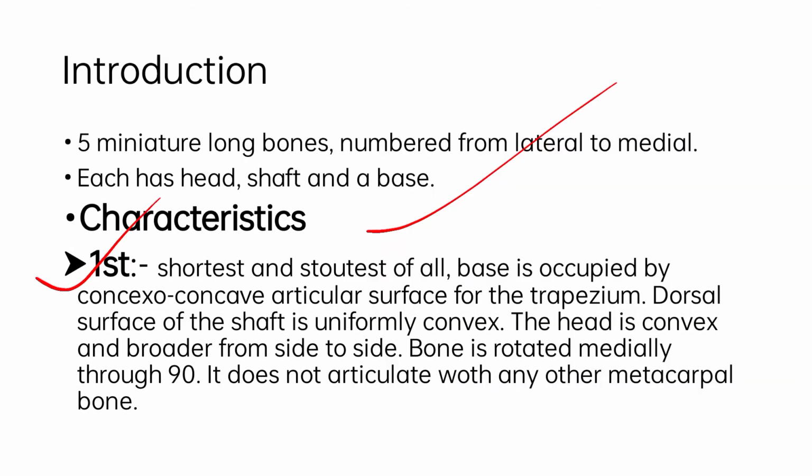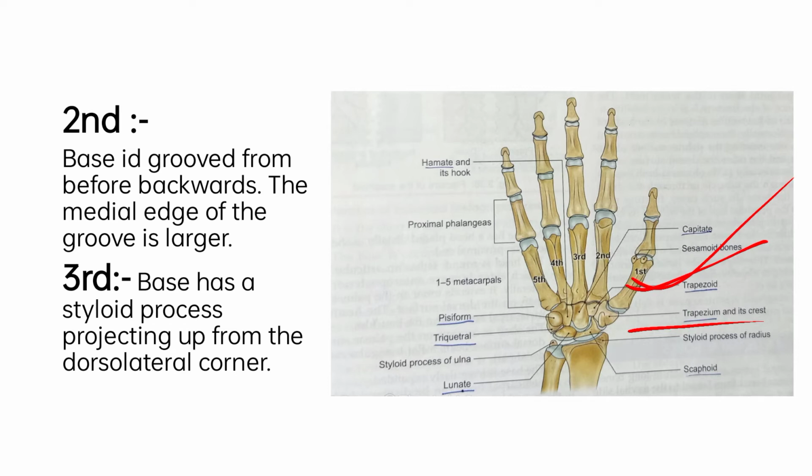Moving further to the second now. Alright, so also one more point, it does not articulate with any other metacarpal bone. So the first metacarpal does not articulate with any other metacarpal bones. Moving further now to the second metacarpal.